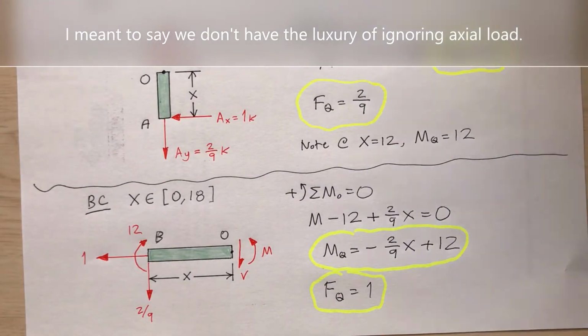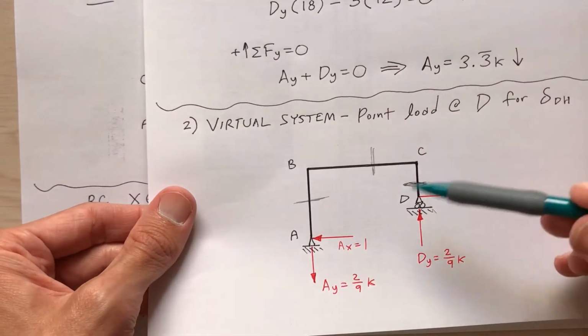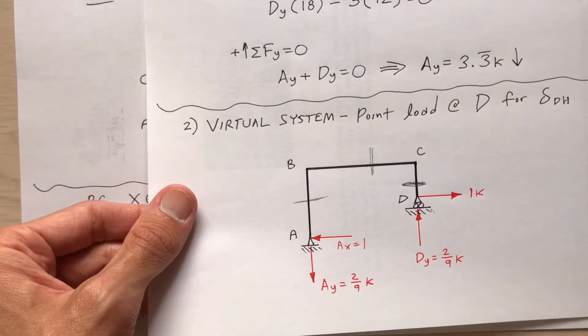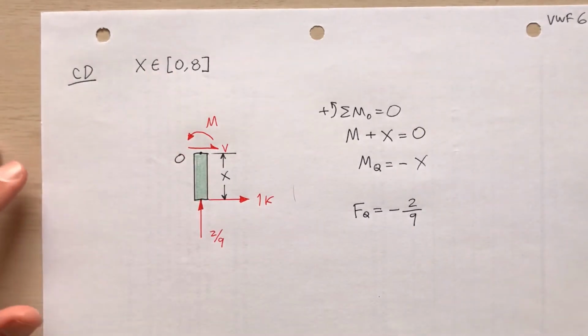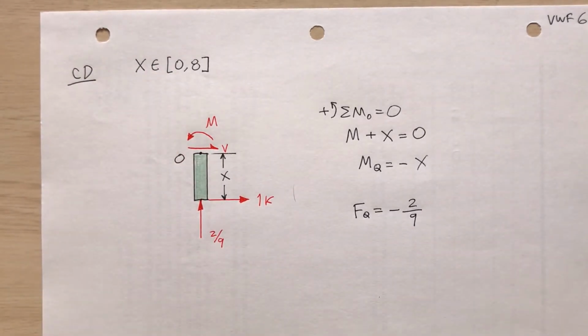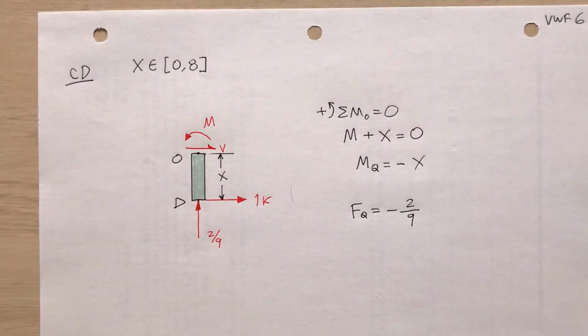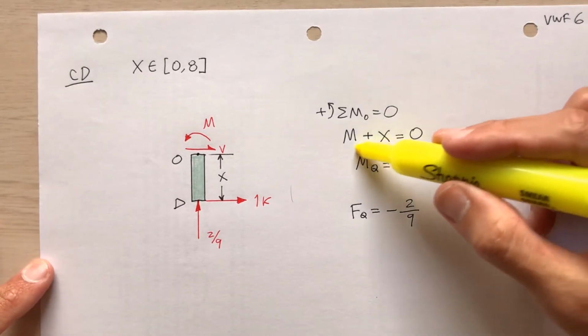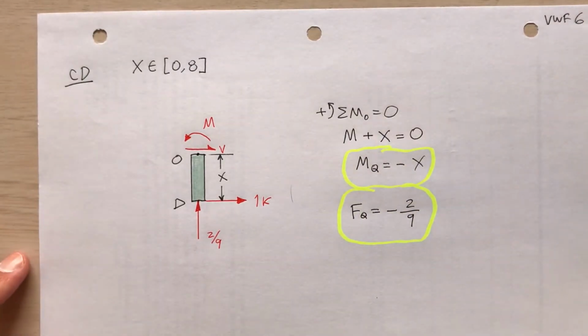Now I'm going to analyze CD. For CD, cut it here. It's simpler if I analyze from the bottom up, so that's what I'll do. Analyzing CD from 0 to 8. If X is 0, I'd be at point D. So you know where I'm getting these? M sub Q, negative X. Axial, negative 2/9.